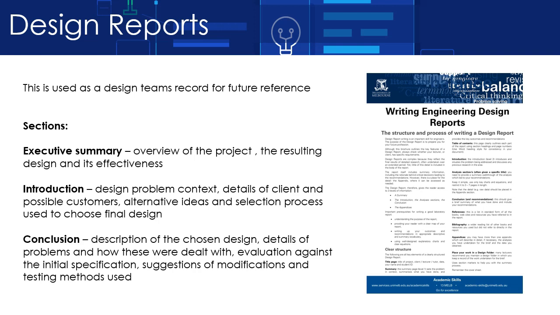So this is the first section in the book. It's called Design Reports. And basically a company might produce a design report to give an overview of the project. They might do a bit of an introduction that explains what the design problem is, the context. So just like the context page that you wrote in your NEA. They might give details of clients and possible customers. And they might give a selection process used to choose the final design. Well, that very much sounds like a specification.